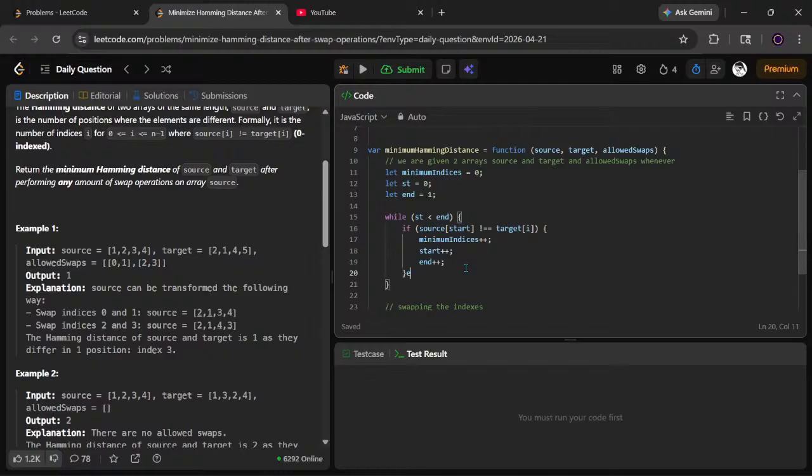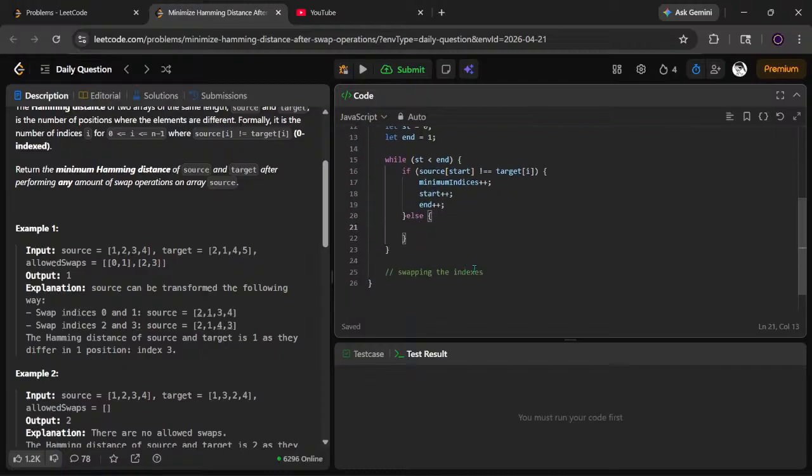Else, else if... not else if, let's go with the else itself, like only two conditions: either this will happen or that. Now you write a swapping logic. Can we write a swapping logic?